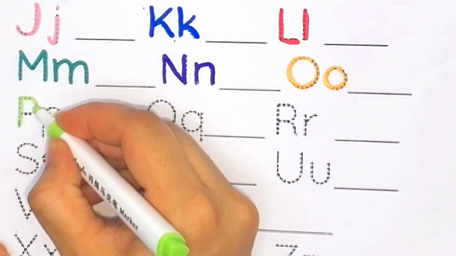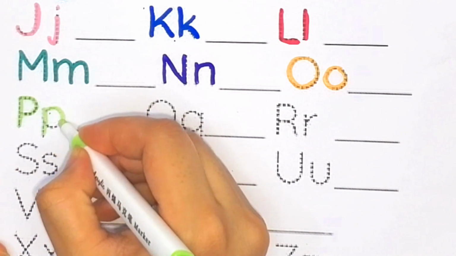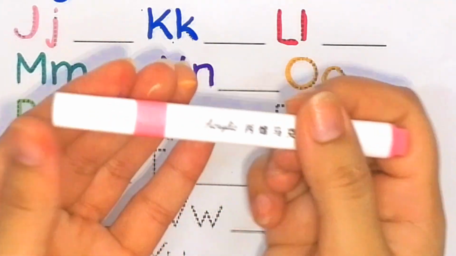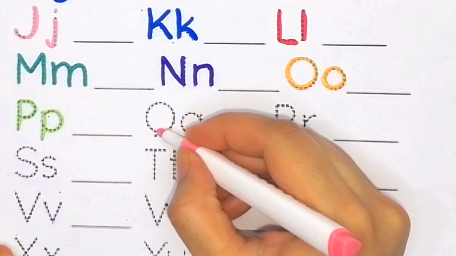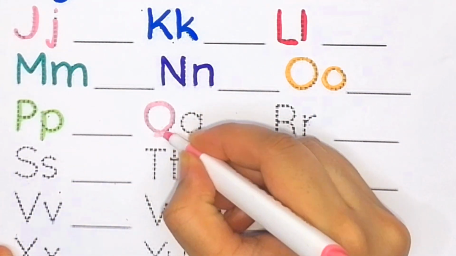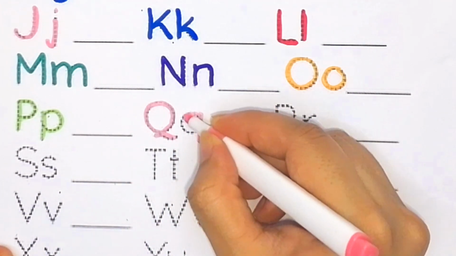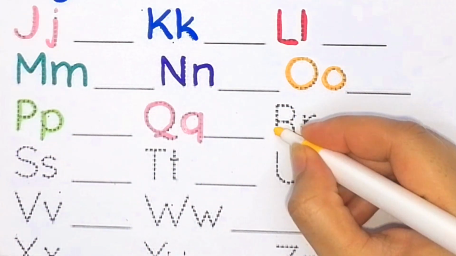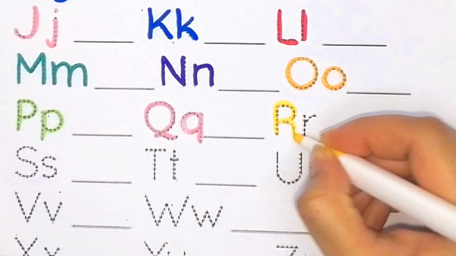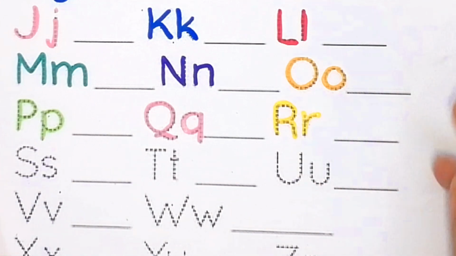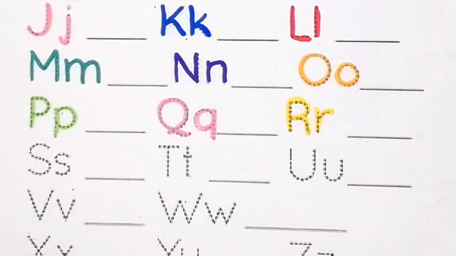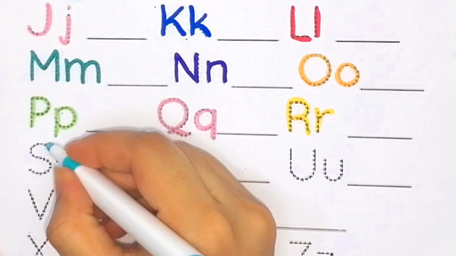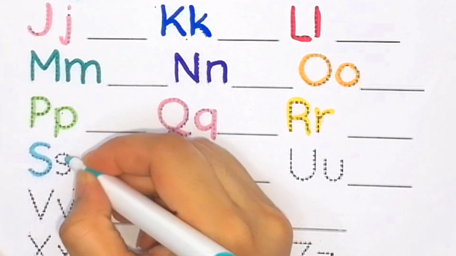Light green color. P for parrot. Pink color. Q for quail. Yellow color. R for rainbow. Light blue color. S for snake.